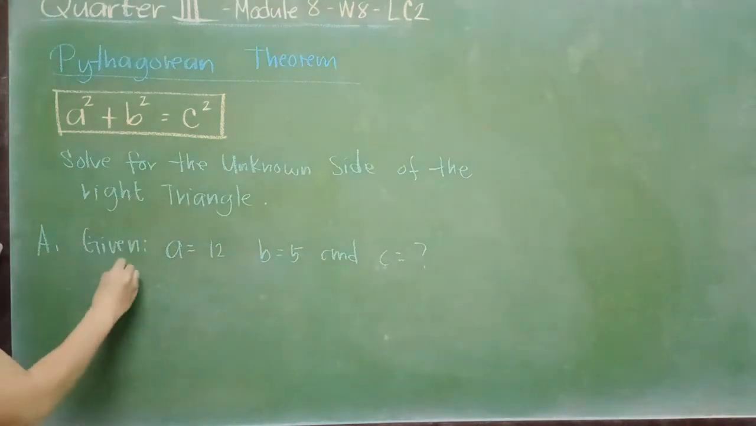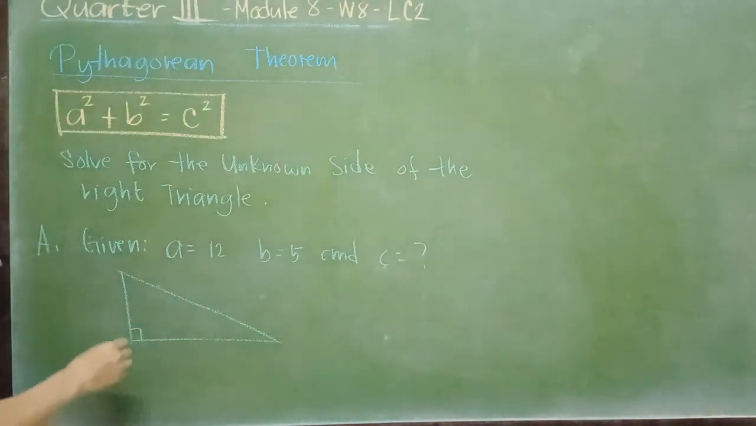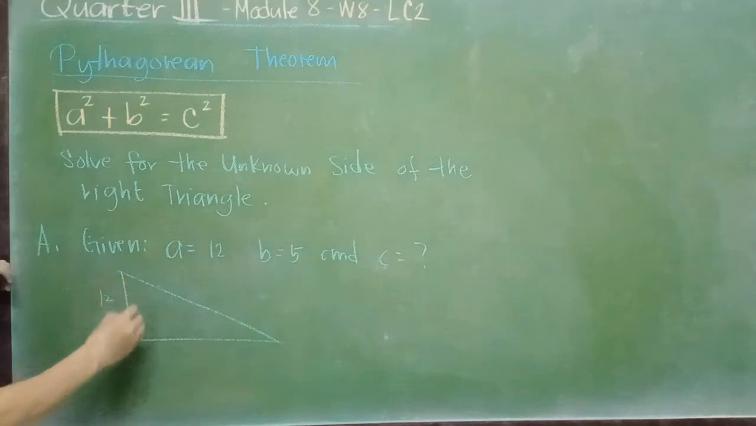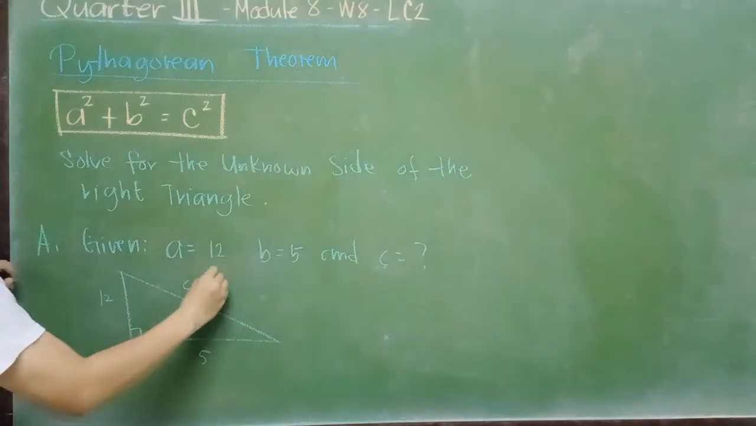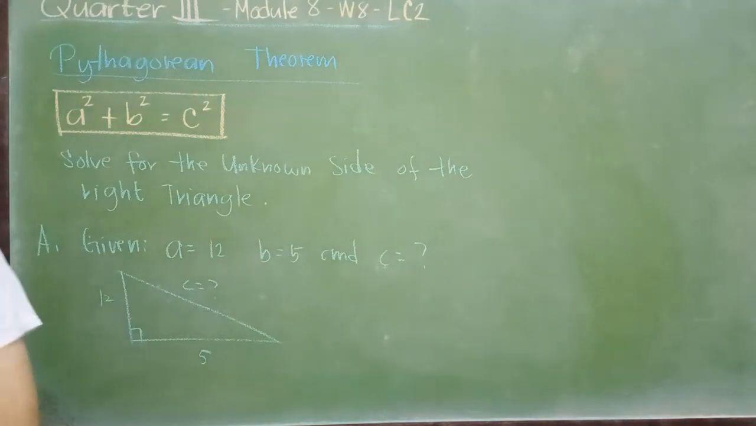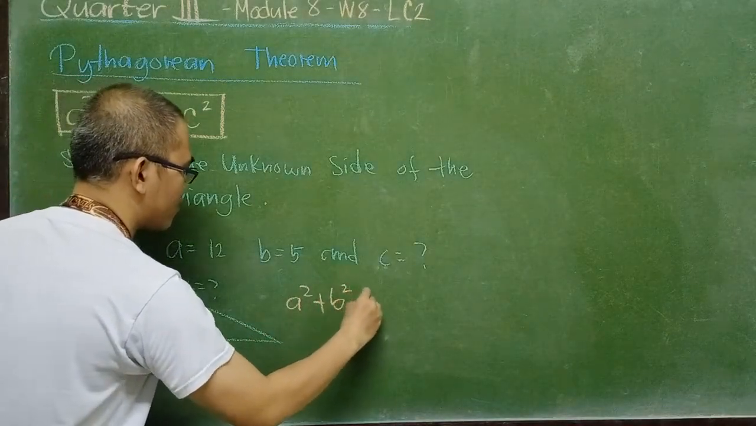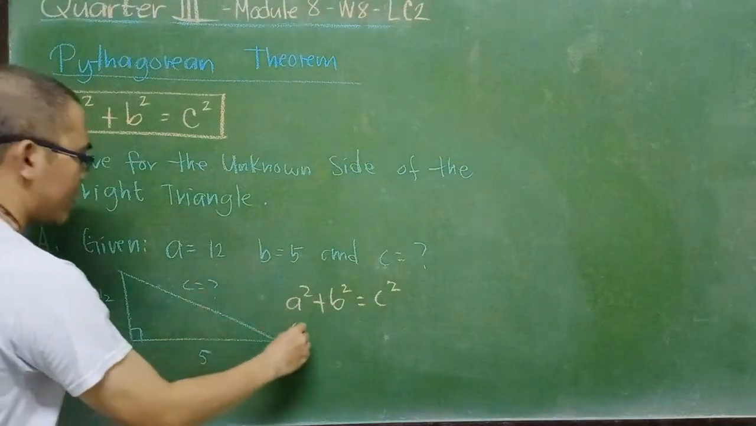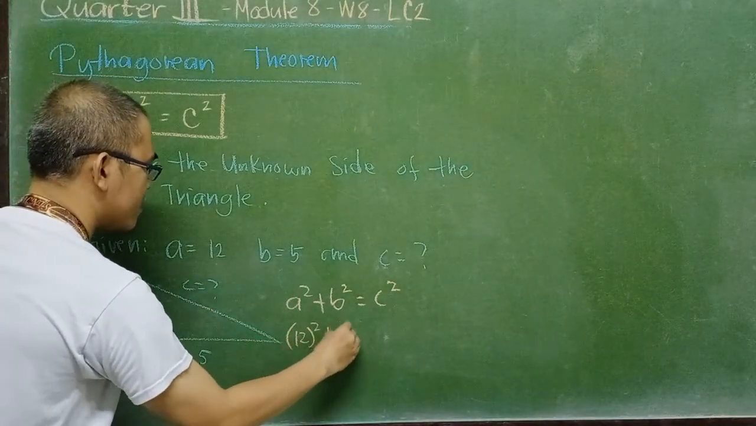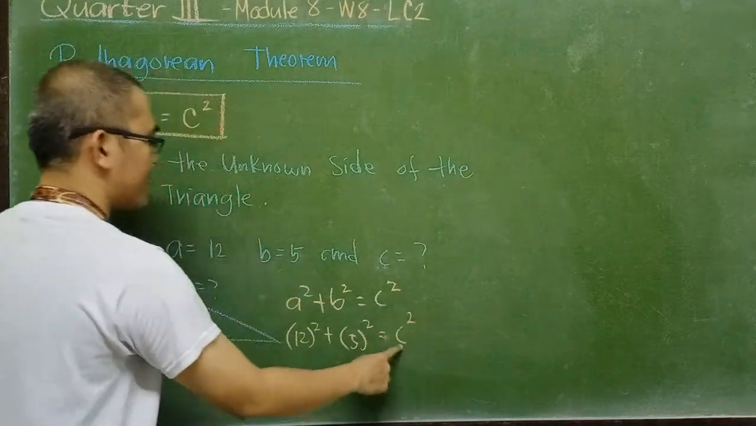So, halimbawa, gawa muna tayo ng right triangle. So, yung A natin is 12, yung B natin is 5, and then yung C natin is unknown. So, isulat natin yung Pythagorean theorem, yung formula na gagamitin natin. A squared plus B squared is equal to C squared. And then A is equal to 12 squared. B is equal to 5. Tapos square natin. And then C is walang value.